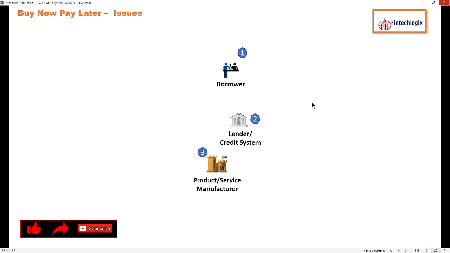Now, buy now, pay later issues can be categorized into four different facets, looking at the stakeholders. The first one is the set of issues related to borrowers or the customers who are availing this. The second set is about the lenders or the overall credit system. The third set is about the product and services manufacturer who manufactures these products and services. The fourth set is the merchants themselves who actually retail these products and services to the borrowers or the customers. So let's look at each of these one by one.